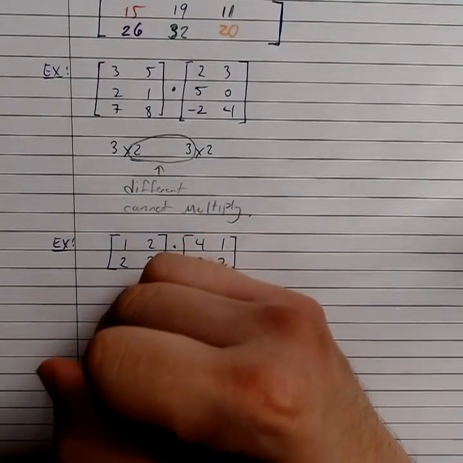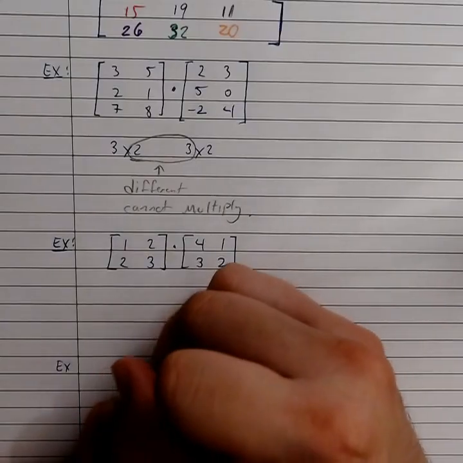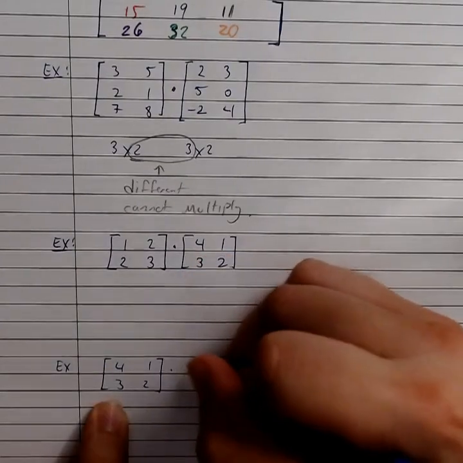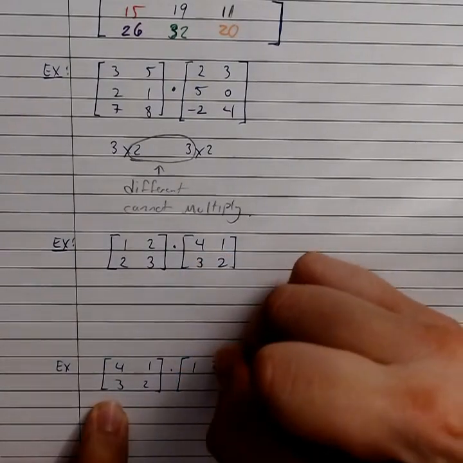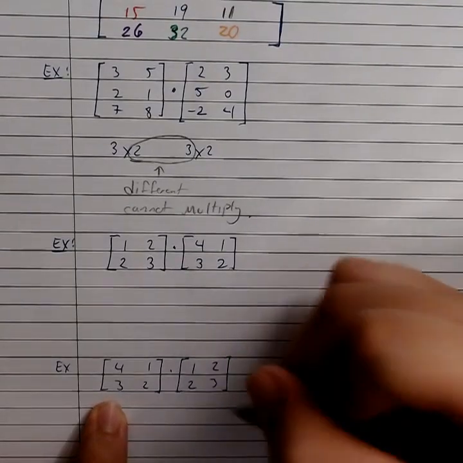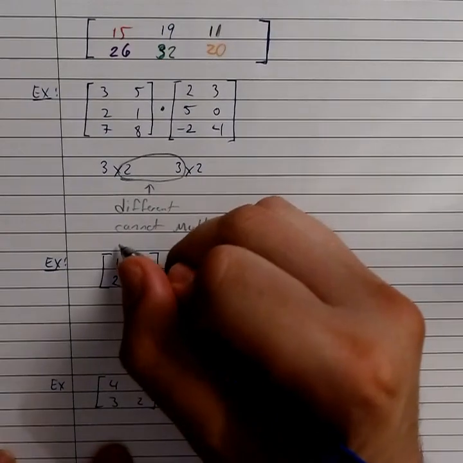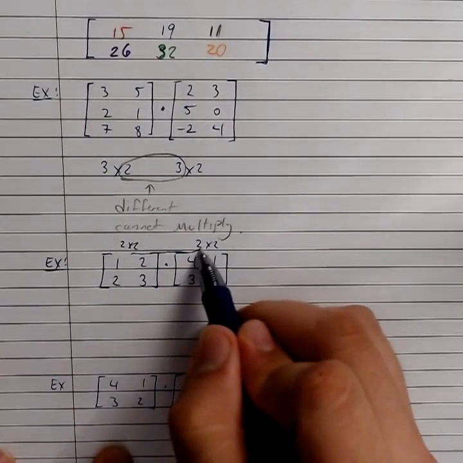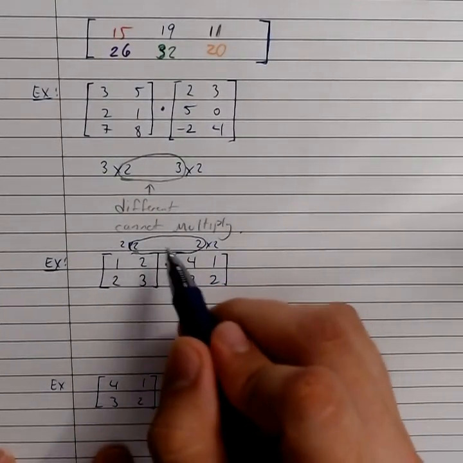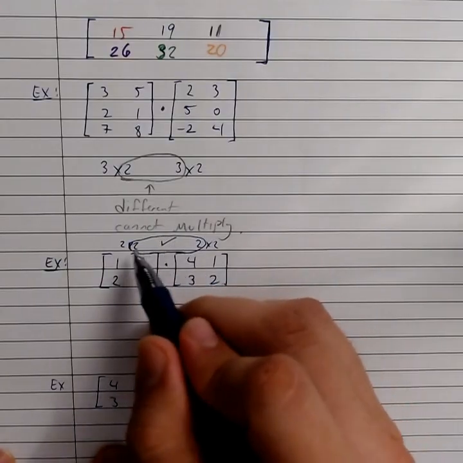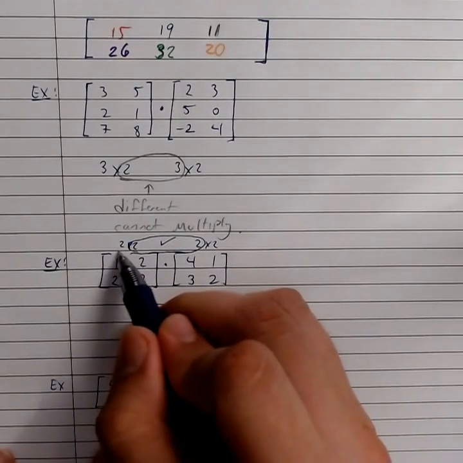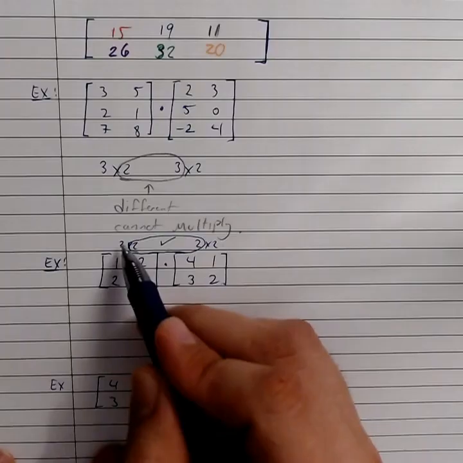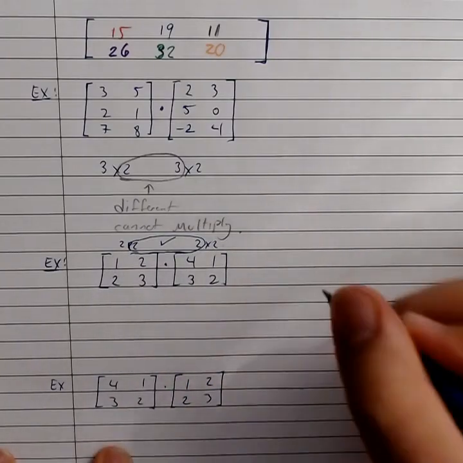And we're also going to multiply together the matrix 4, 1, 3, 2 times the matrix 1, 2, 2, 3. Okay. Notice this is a 2 by 2 matrix, and this is a 2 by 2 matrix. And since these match, that means I can multiply. Okay. And not only can I multiply, but I know that my answer will have 2 rows and 2 columns. This number is always the number of rows. This number is always the number of columns.